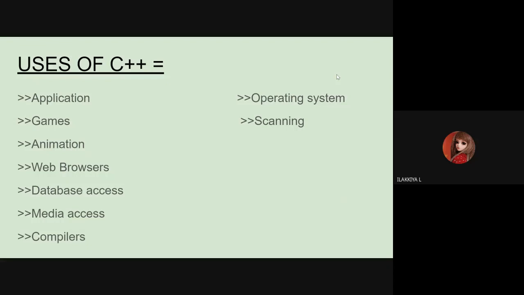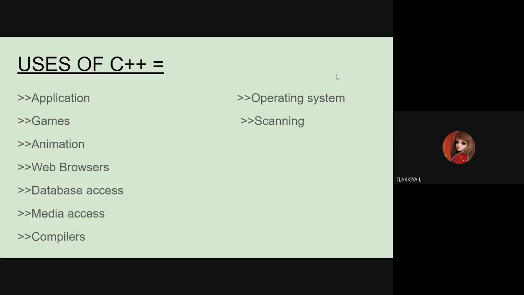The next one is compilers. Most of the compilers are mainly written in C++, including the compilers used for compiling other languages like C#, Java, etc. It is also used in developing these languages as well, as C++ is platform independent and able to create a variety of software.